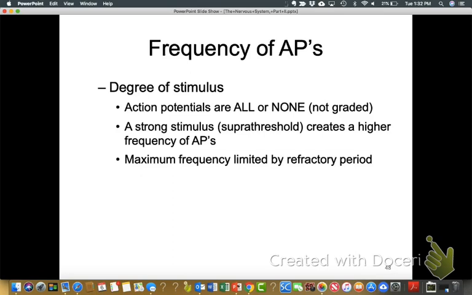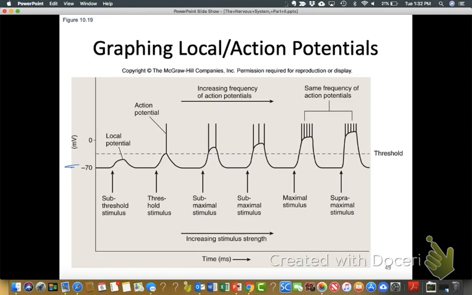There's no difference in strength of action potentials. So how does your brain tell if it was a strong stimulus or a weak stimulus? And the answer is by the frequency. A stronger stimulus creates a higher frequency of action potentials. So here we have a diagram showing that. Our first is a subthreshold stimulus. Local potential did not get to threshold, no stimulation, no action potential. At threshold, you get one action potential, and the higher you go, the more action potentials you get. But notice they're coming closer and closer together until you get to the maximal stimulus.